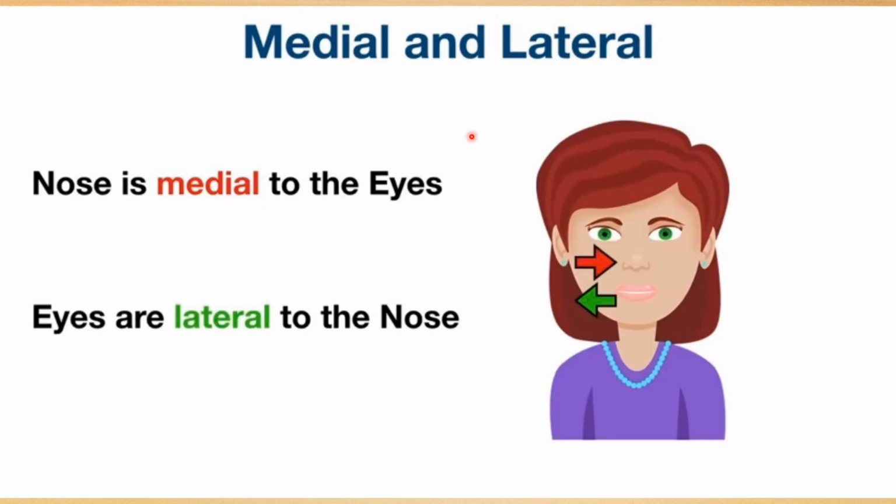Then another example, we can use the eyes and the nose. If we draw an imaginary line, this is the midline, our reference line. You notice that the nose is just in the midline, so it is closer to the midline than the eyes. So in comparing the eyes and the nose, we say the nose is medial to the eye. Then we say the eye is lateral to the nose because the eye is more away from the midline.